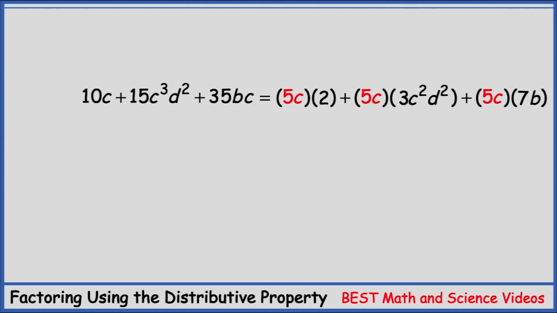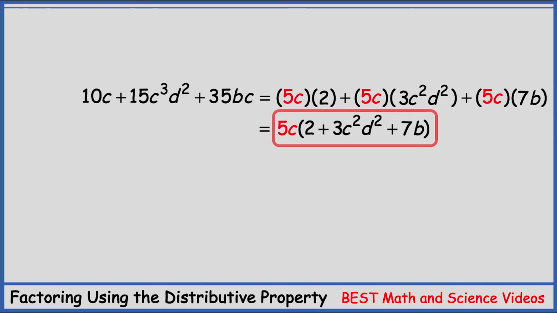You can now factor out the 5c and multiply it by the remaining parts grouped together. 2 plus 3c squared d squared plus 7b. And that's your answer.